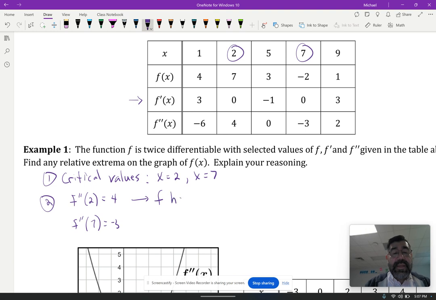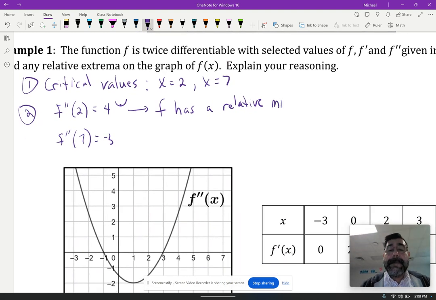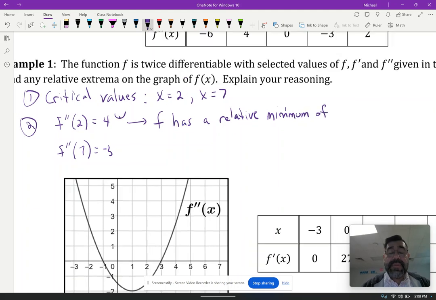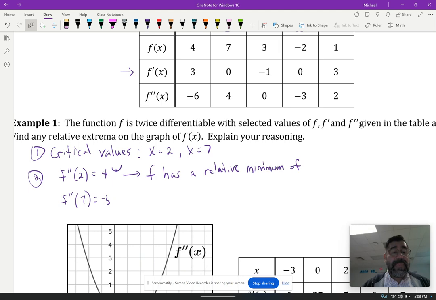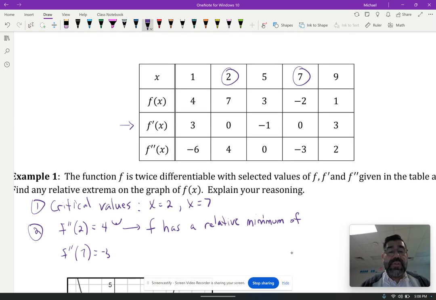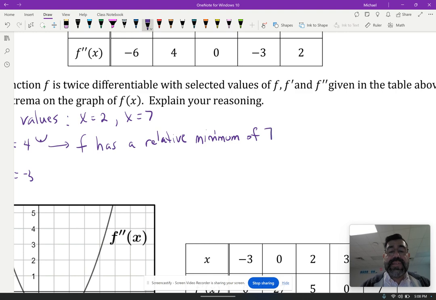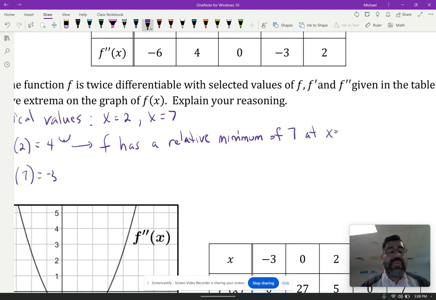This tells us that f has, now remember, second derivative is concavity. So if my second derivative is positive, that means it's concave up. That means there's a relative minimum there. F has a relative, I'm going to write the whole word this time, minimum. What is the relative minimum? What is the function value, the y value at x equals 2? Well, at x equals 2, the y value is 7, right? So it has a relative minimum of 7 at x equals 2.